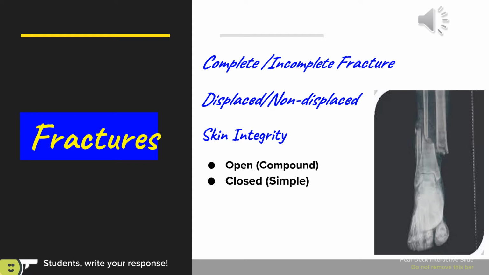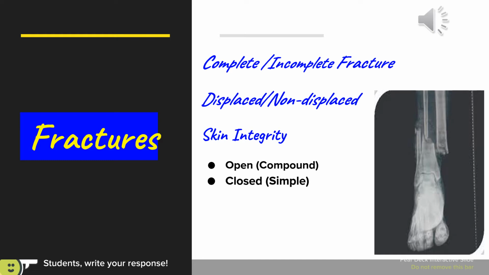You can also have skin integrity involved, as when a bone goes through the tissue, that's considered an open or compound fracture. A closed fracture is when the skin remains intact. We have an image on this slide of an x-ray showing a broken bone or a couple of broken bones. So let's see, based on what we've learned, if we can identify what type of fracture this is.